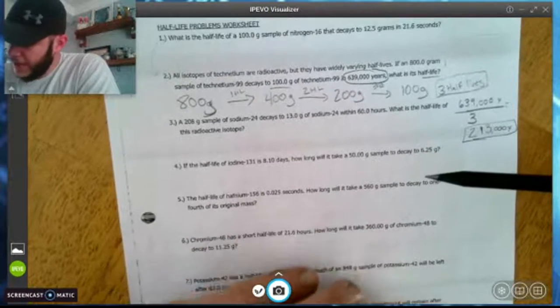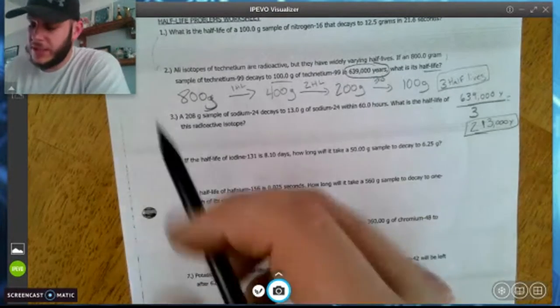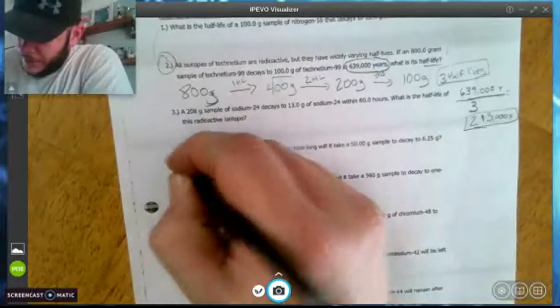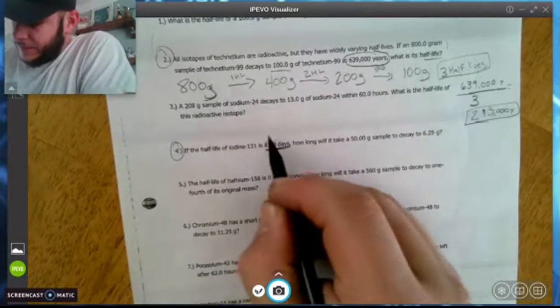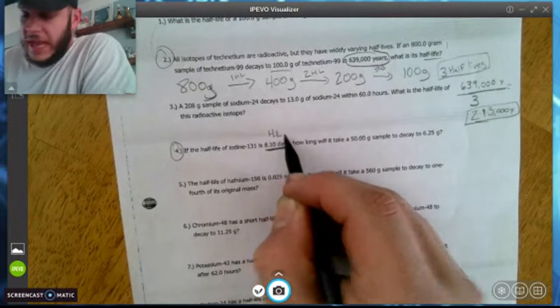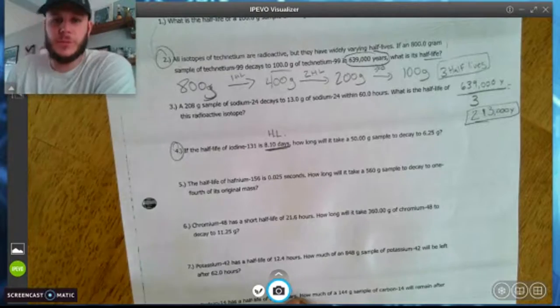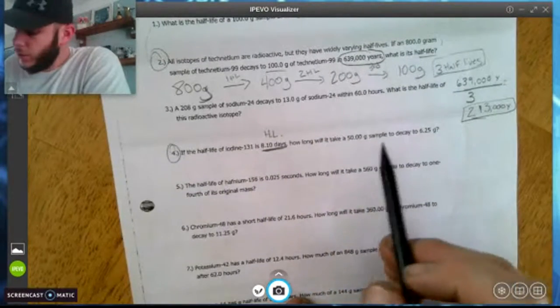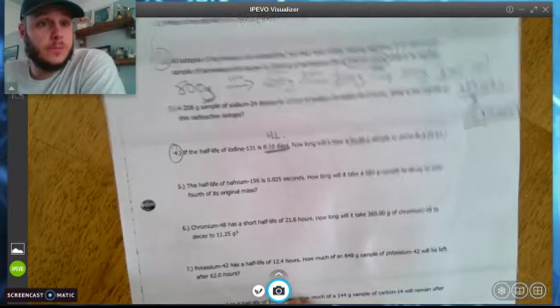If the half-life of iodine-131 is 8.1 days, how long will it take a 50-gram sample to reach 6.25 grams? Okay, so this is a different type. This is a second type. If the half-life is given, now I know the amount of time it takes to go from 100% to 50%.